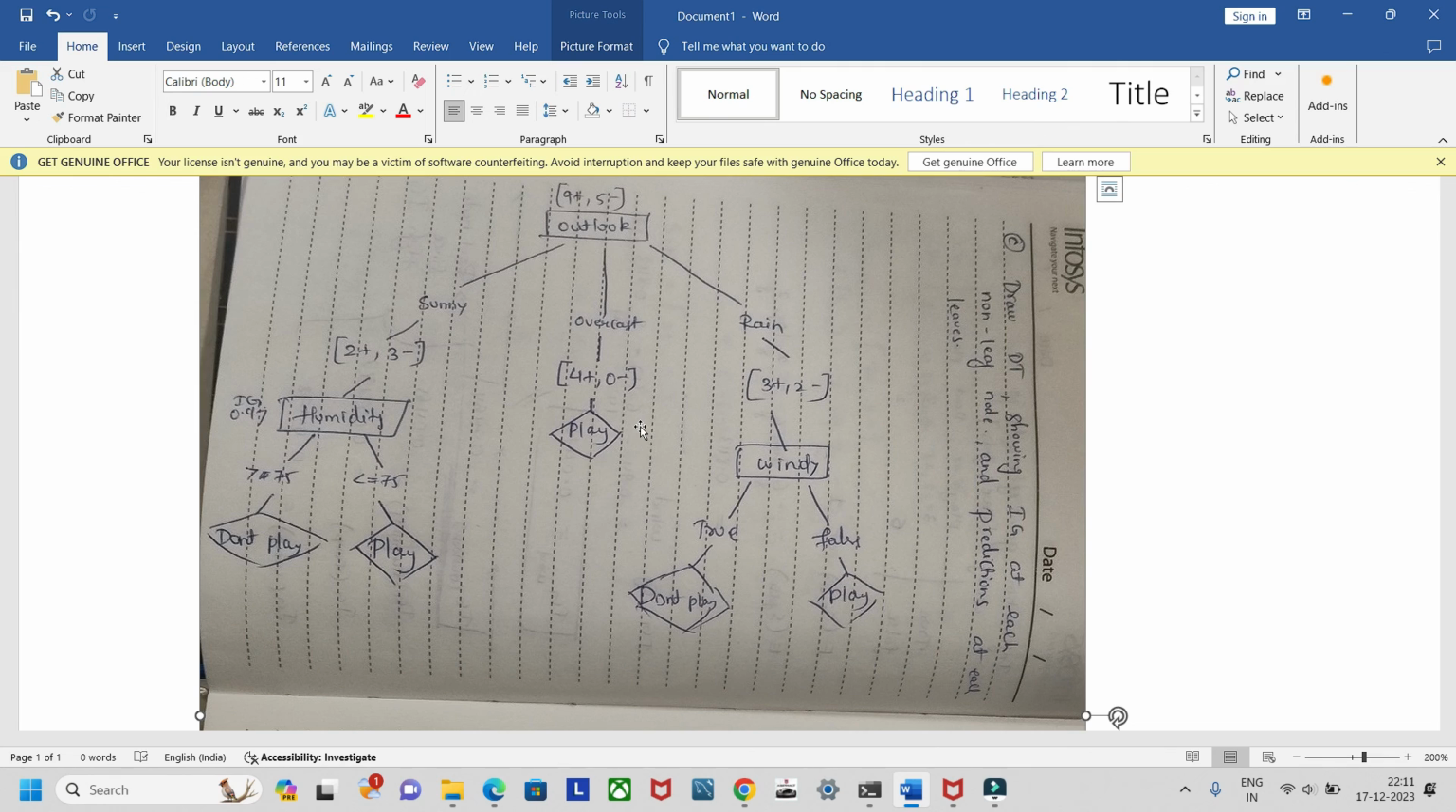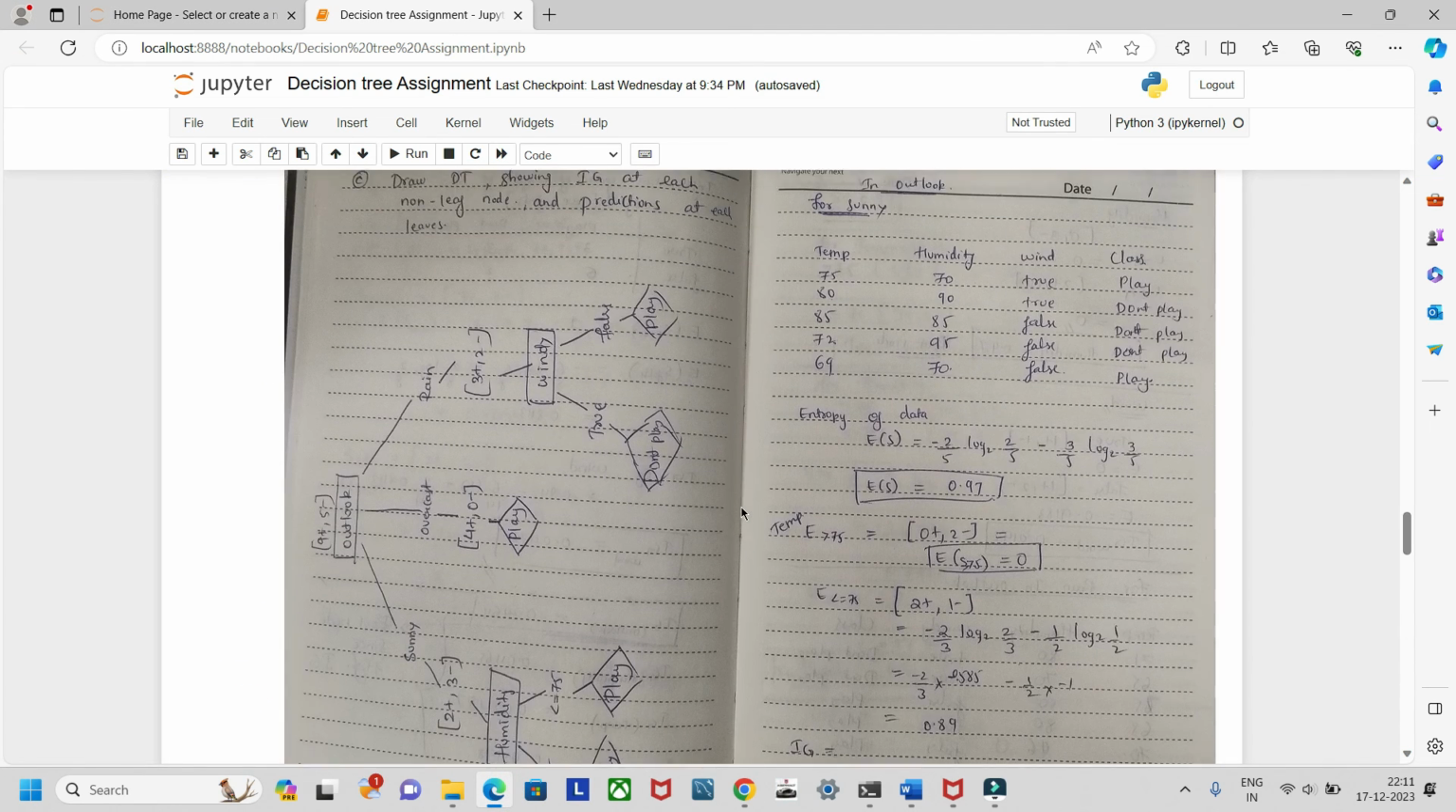Okay, so this is how you calculate the entropy and information gain, and based upon that you can predict the values of the target variable. Okay, so hope this was understandable in case of decision tree.